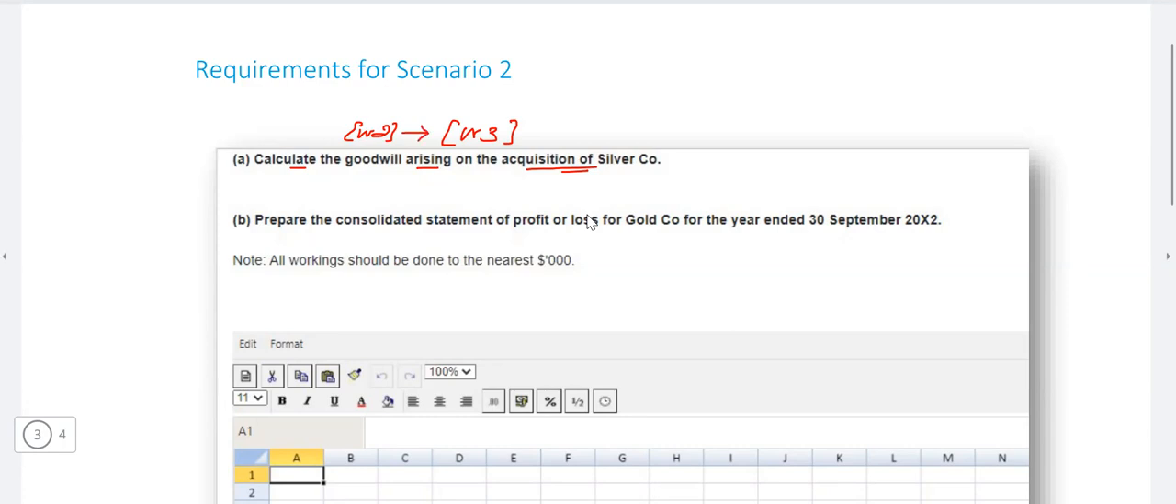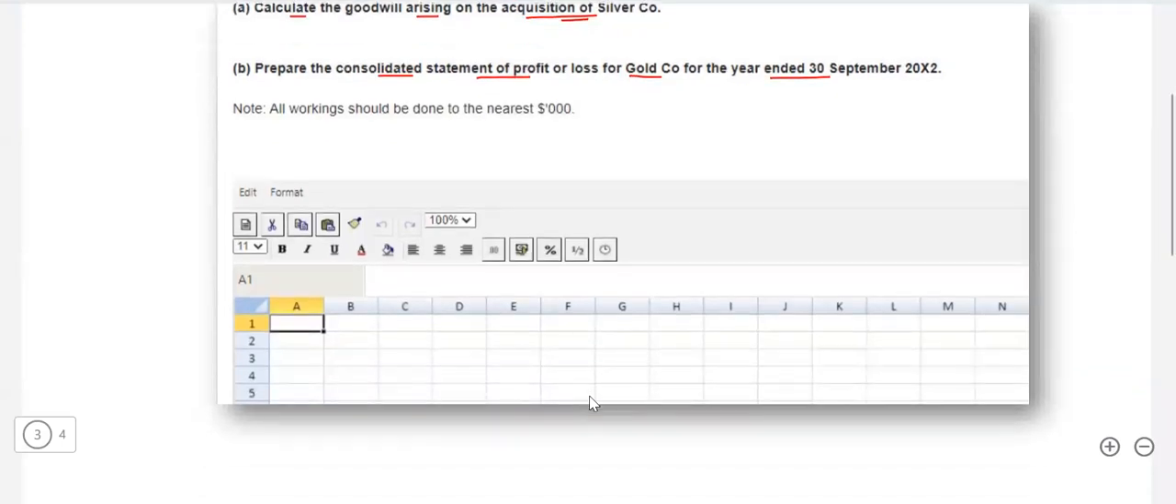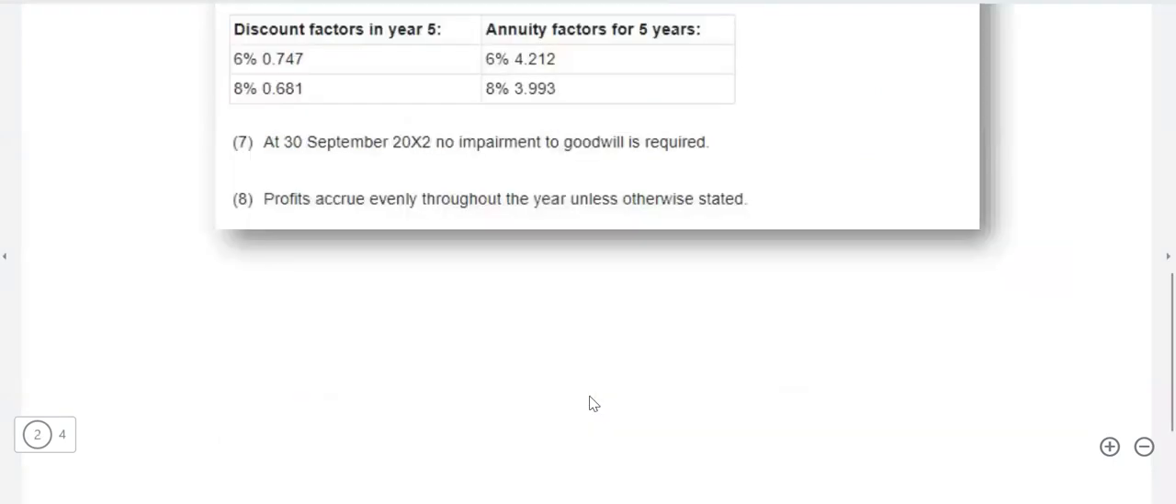And then we have this: prepare the consolidated statement of the profit or loss for gold company for the year ended 30th September 20x2. You can see this is the spreadsheet that you will be having in your exam, where you will be doing all these workings and preparing the consolidated statement of the profit or loss. So let's go back to the question.